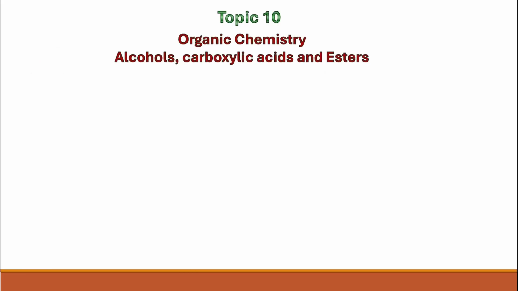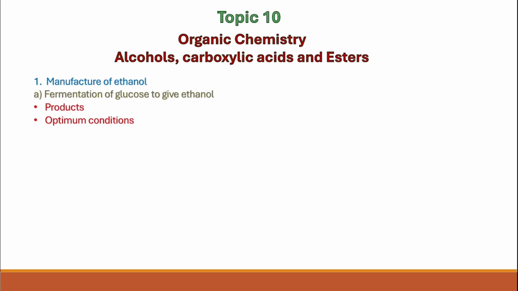Organic chemistry. So the main topics that are only in paper 2 are the alcohols, carboxylic acid, and esters because they are not part of paper 1. So the most common type of question that comes related to these is the manufacture of ethanol, so fermentation of glucose to give ethanol, the product here, and the optimal conditions.